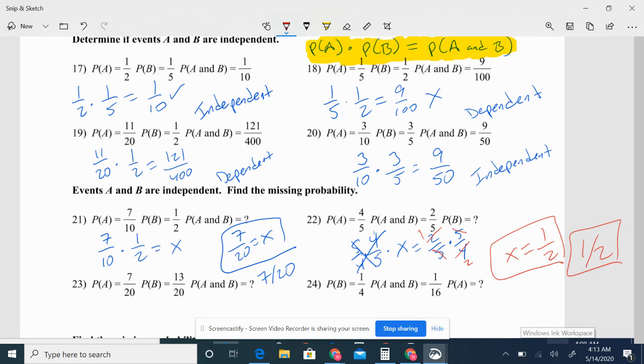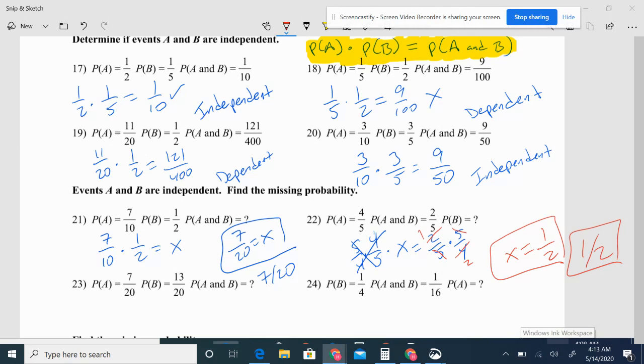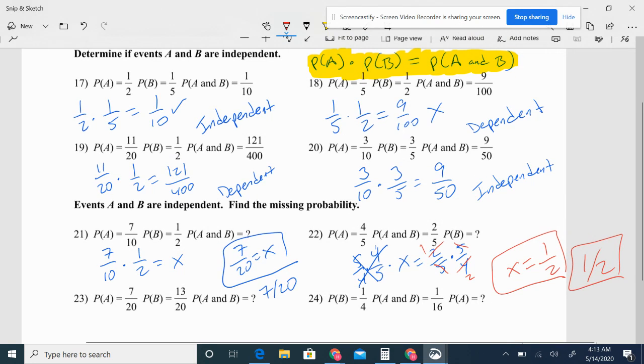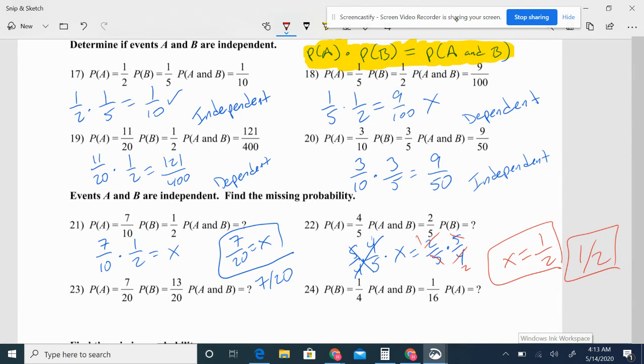All right, let's take a look at question number 23. Probability of A is 7 over 20. So let's see, I have 7 over 20. Probability of B is 13 over 20 equals X, because I don't know what probability of A and B is. Now I'm just going to multiply the top. 7 times 13, that's 91. 20 times 20 at the bottom, that's 400. So I'm going to have that 91 over 400 is equal to X.